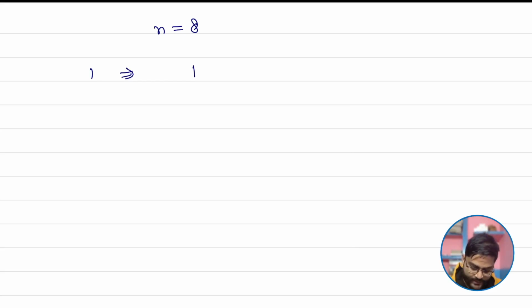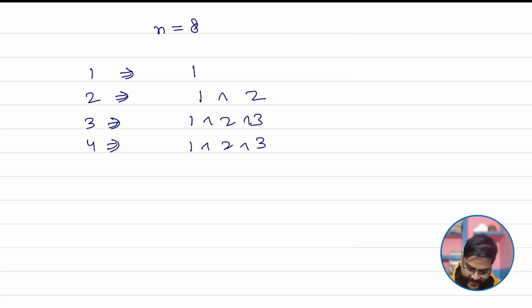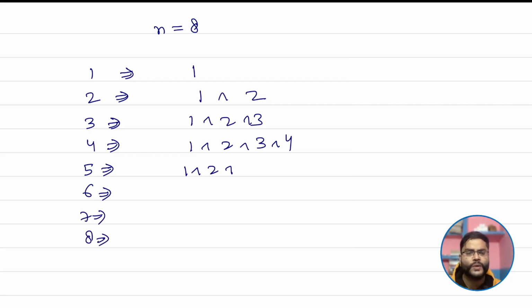If I take XOR till 2, 1 XOR 2; if I take 3, 1 XOR 2 XOR 3; if I take 4, 1 XOR 2 XOR 3 XOR 4; and so on. Do it by yourself. Pause the lecture and do till 8. Find the XOR from 1 to 1, 1 to 2, 1 to 3, 1 to 4, 1 to 5 till 8. Pause the video. Until then, I'm also solving it.